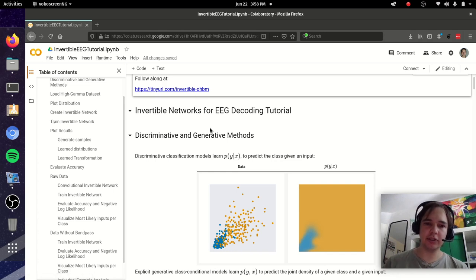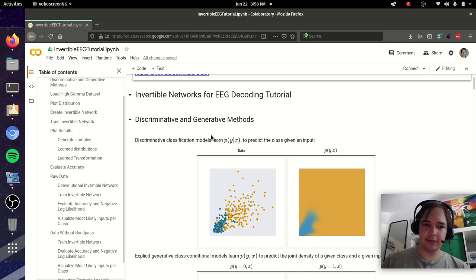And as I said, I will be talking about invertible networks for EEG decoding, and I will start first with explaining the difference between discriminative and generative methods, and specifically also what generative methods can give you that discriminative methods cannot. And then looking a bit more at one such generative method, namely invertible networks, and what kind of insights you can gain when you apply these invertible networks to your EEG signal, and what you can learn basically about the EEG signal that you apply it to.